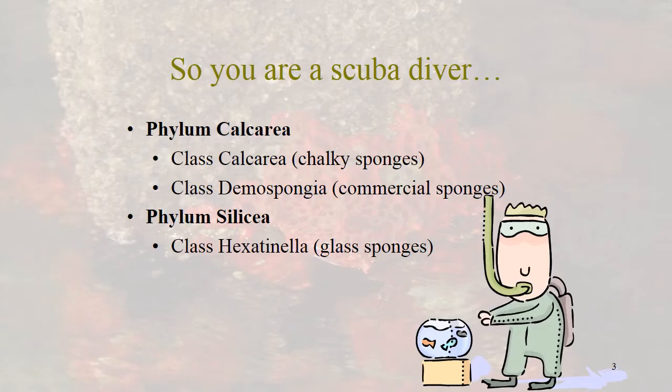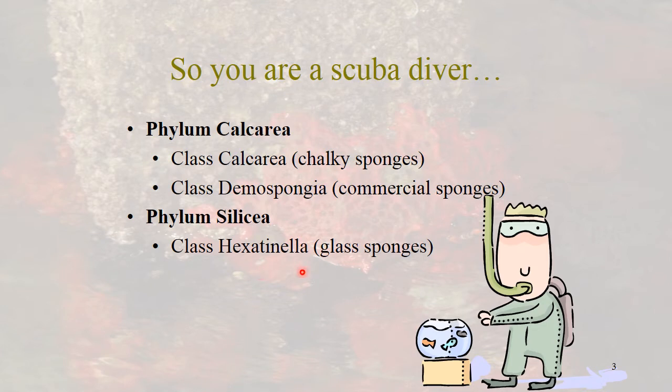So what if you're a scuba diver? What if you're diving around? Well, the first thing to know if you were going to identify a sponge is it's probably something that looks like it has a bunch of holes in it. Okay, so you're diving down and you see something that is, let's start from the bottom up, very glass-like. It looks like it has holes in it and it's glassy. Well, that's going to be class Hexactinella.